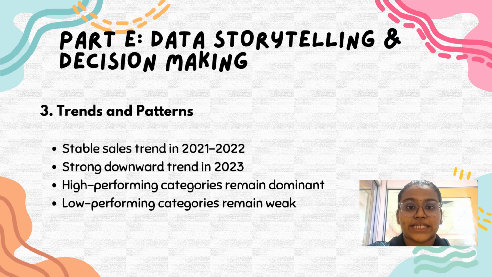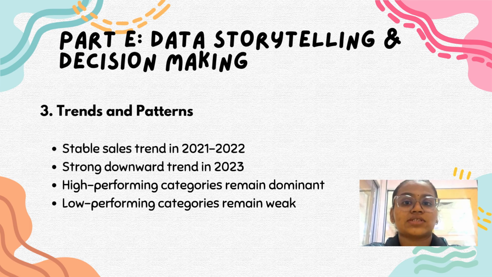Looking closer at the trends and patterns, the stability we saw in 2021 through 2022 gave us a strong baseline, which makes the 2023 downward trend even more striking. Despite this overall dip, the hierarchy of our products hasn't changed much. Our high performing categories managed to remain dominant, while the low performing ones have stayed consistently weak. I think this suggests that the issues we are facing are likely external or systematic rather than a shift in what customers actually like to buy.